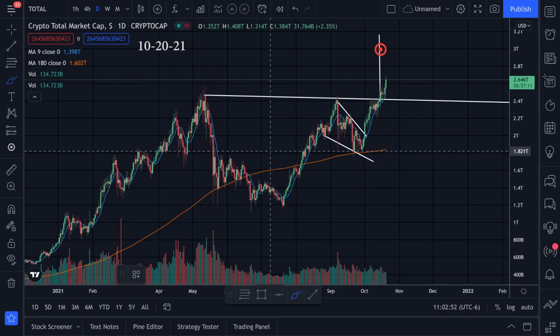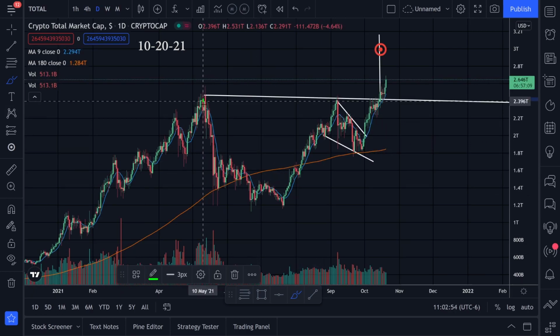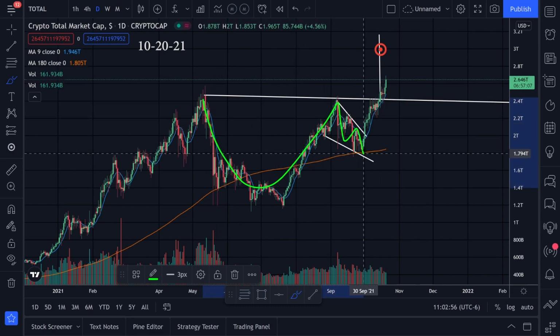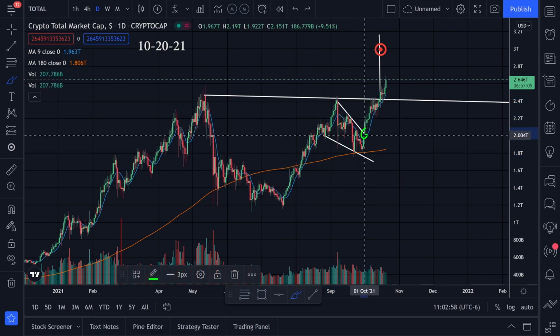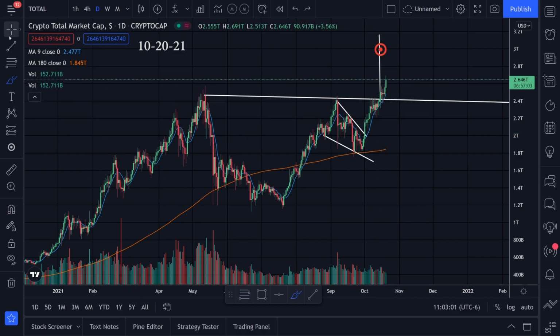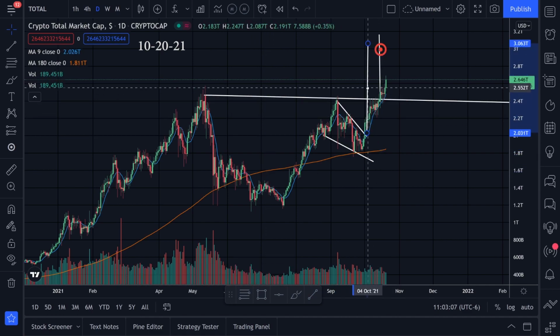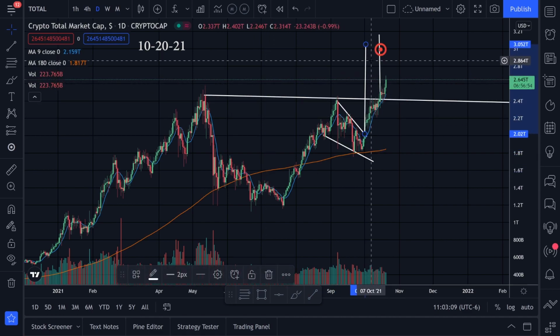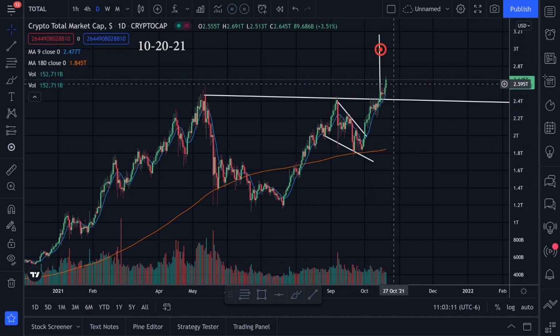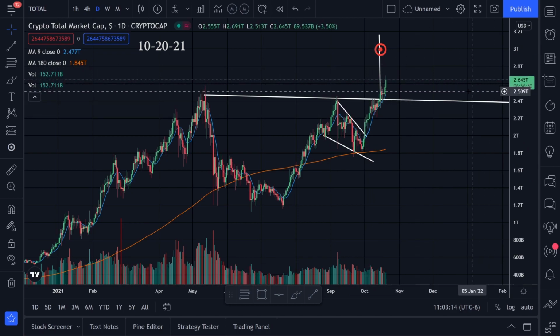If we jump over the total crypto market cap, here's what we've been looking at. We have a cup and handle pattern, something like that. And I was saying once we broke this handle pattern going to the upside, we could target from the top to the bottom of the cup, and then we'll drag that to the handle pattern, the breakout, and we're looking at a target of approximately 3 trillion. Right now we're sitting at around 2.645 trillion.